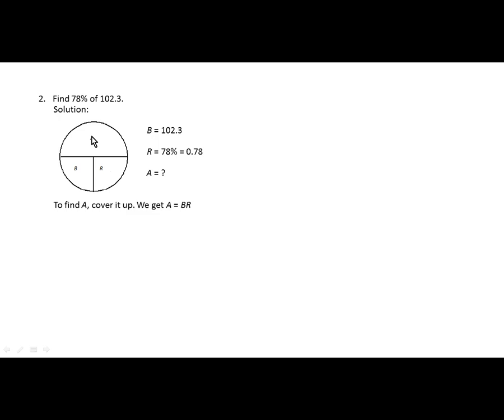Number 2, find 78% of 102.3. So again, our solution, there's your circle. I've got something after the word of. That must be the base. I've got a percent symbol. That must be R. 78%, so 0.78. A is missing, covered up. A is B times R. So 0.78 times 102.3, and you get 79.794.